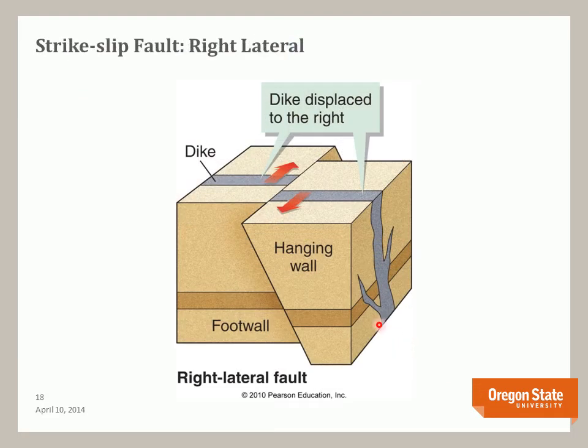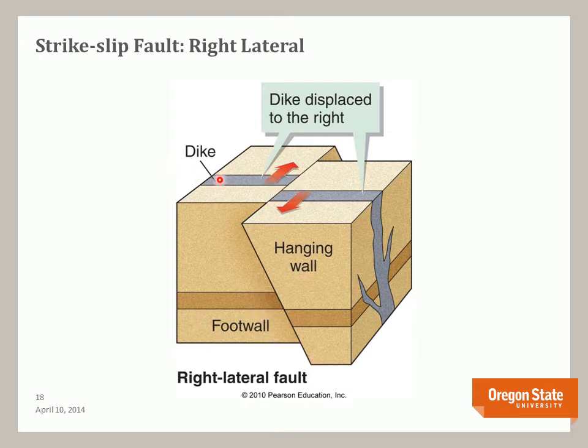Faults. Okay, so I didn't cover some of the terminology with respect to strike-slip faults, and I want to do that. So there are two types of strike-slip faults. First of all, here's our block. The fault's at an angle, so therefore we can identify the hanging wall and the footwall.